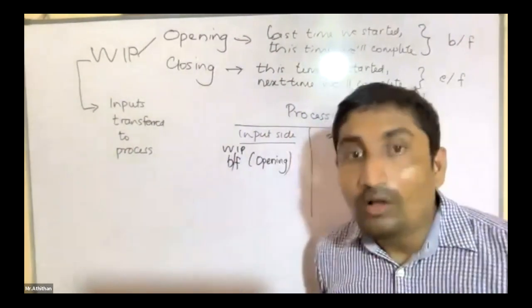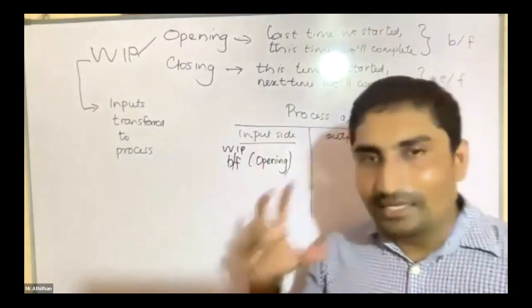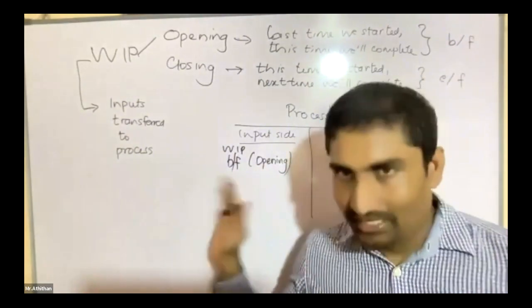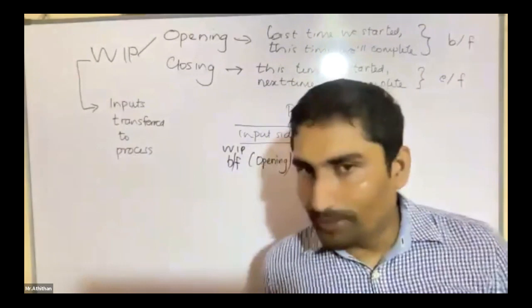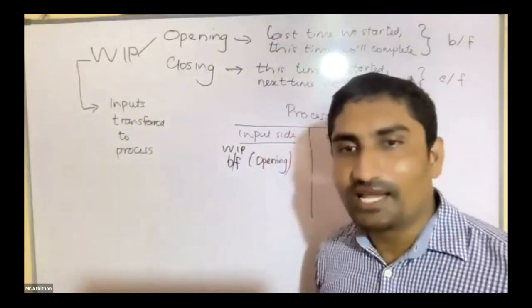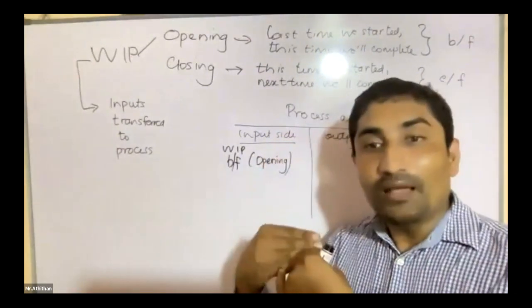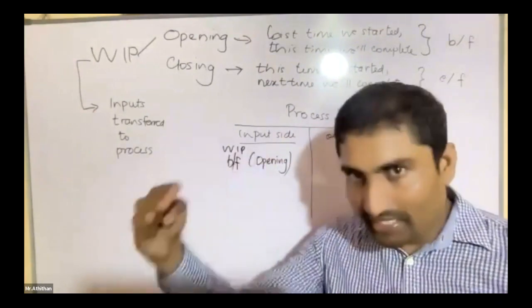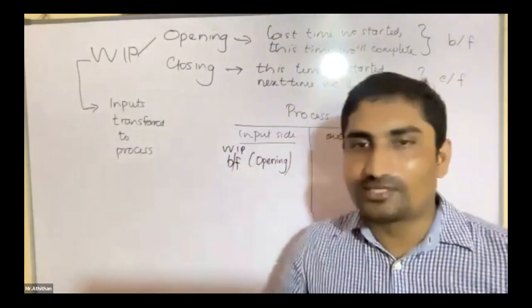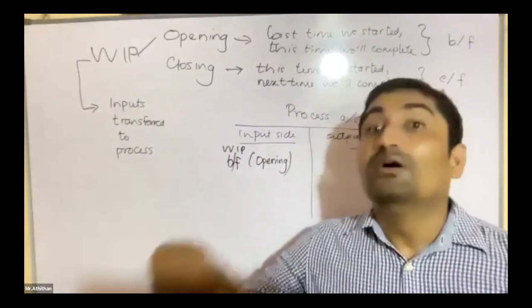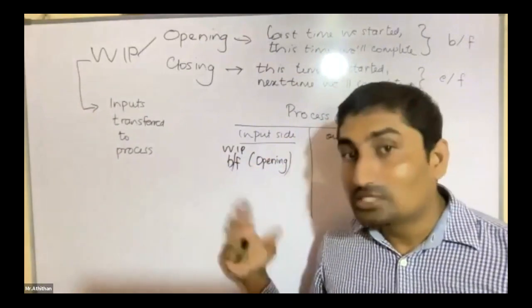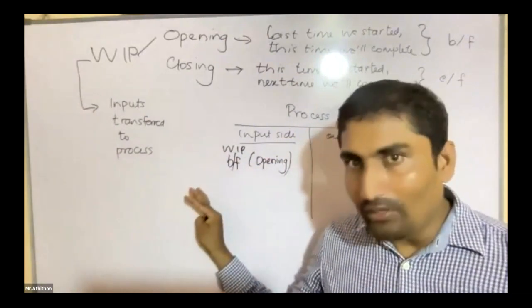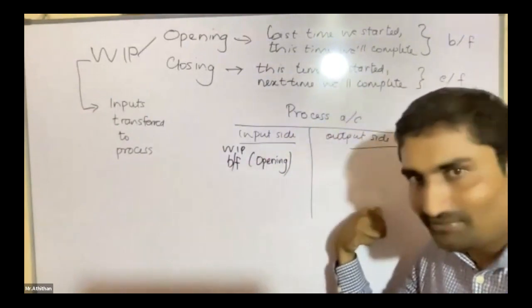Okay, so you must understand opening WIP is input. கடந்த மாதம் நாங்க உற்பத்தி ஆரம்பிச்சாங்க, ஆனா உற்பத்தியை நிறைவு செய்யல. இந்த மாதத்துக்கு நாங்க உற்பத்தியை நிறைவு செய்ய போறோம். ஏற்கனவே ஒரு பகுதி செய்தது, partly processed already. So we will further process this month. So that is considered as input and will be completed. Right?